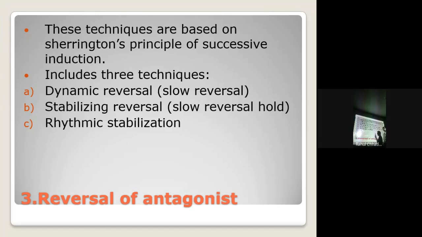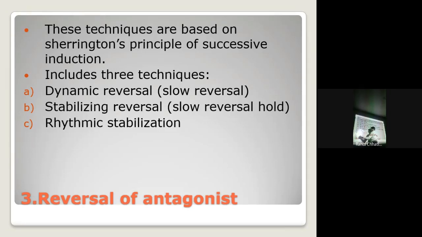Remember the basic neurophysiology lecture. Sherrington's principle of successive induction includes three techniques: dynamic reversal, stabilizing reversal, rhythmic stabilization. So also from the name itself, you might imagine it is related to motion. So dynamic allows almost full range of motion. Stabilization allows limited range of motion.